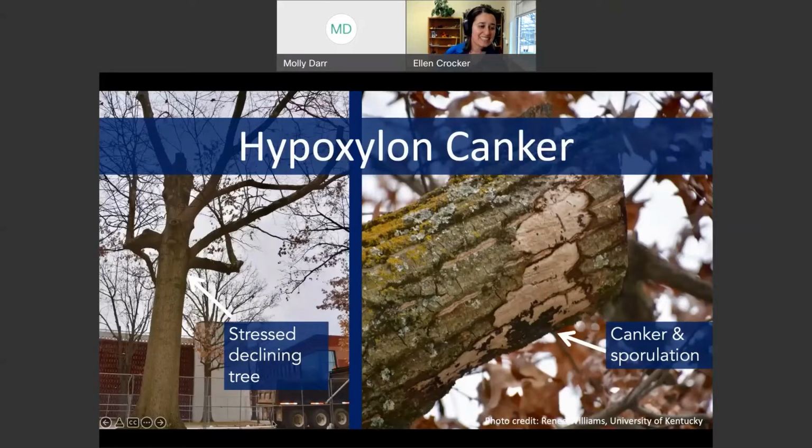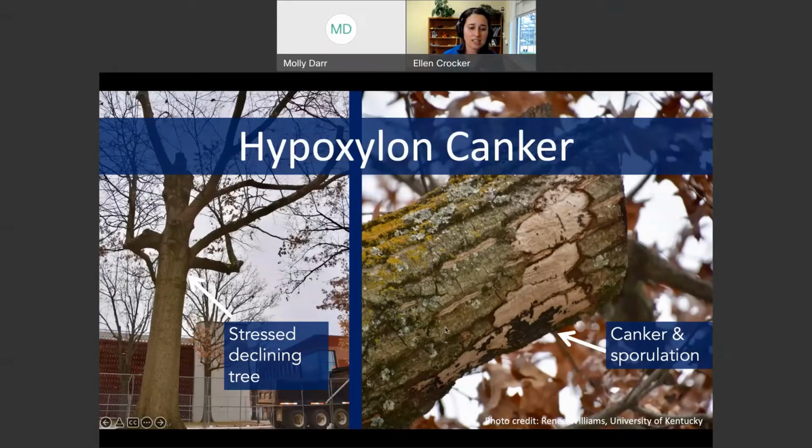But this is a tree that I pass just about every day, and what stands out to me is that this is a very stressed and declining tree. And if you look at it, there's a lot of things that are not going well with it. But then if you were to zoom in and look up into the canopy, what you would see up there is places where the bark has sloughed off and exposed this mat of hyphae and sporulation, the hypoxylon canker here.